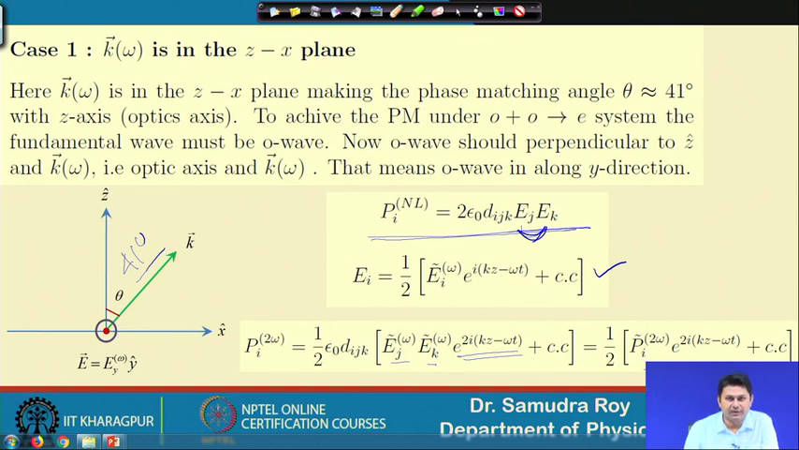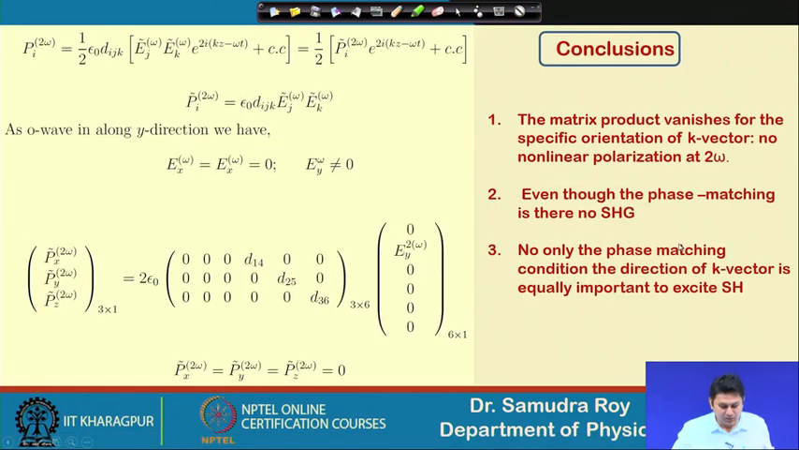and then we can write this in plane wave form. It should be something like P tilde 2 omega e to the power i(kz minus omega t). So P 2 omega is the amplitude of the polarization. I need to find the value of this amplitude, and one can find very easily what it should be by using this matrix form.